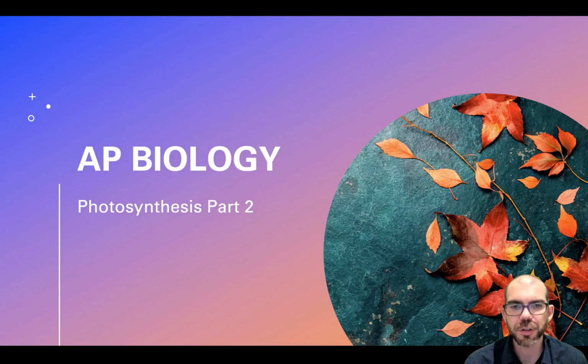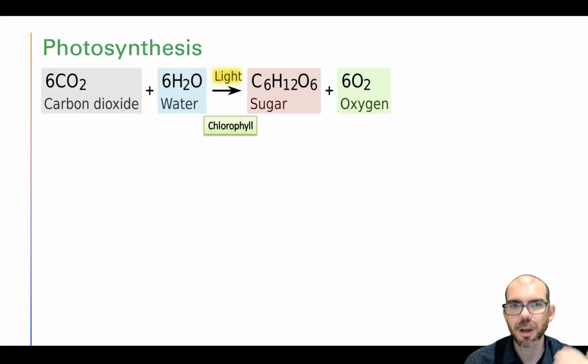This video is part 2 of a 2-part introduction to photosynthesis for AP Biology. In the previous video, we looked at the overall equation for photosynthesis. Carbon dioxide and water enter the plant, and in the presence of light, that plant is able to synthesize the sugar glucose, and releases oxygen as a waste product.